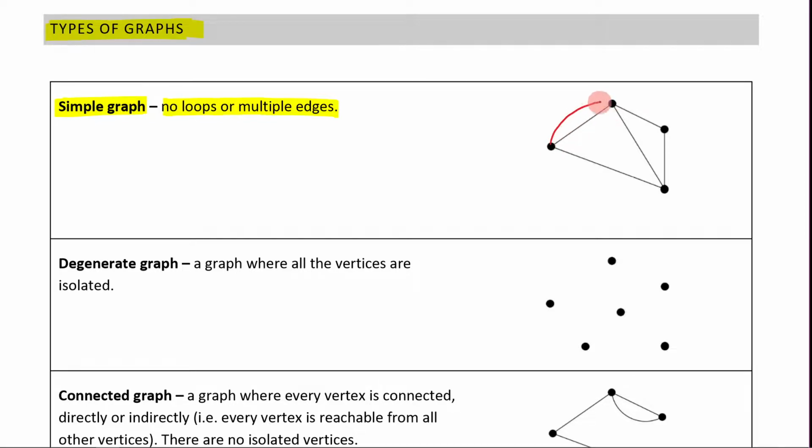There aren't multiple different options like that. To get from this vertex to this vertex, there's only one option. To get from this one to this one, there's only one option. So there aren't multiple edges between vertices, and there are no loops.